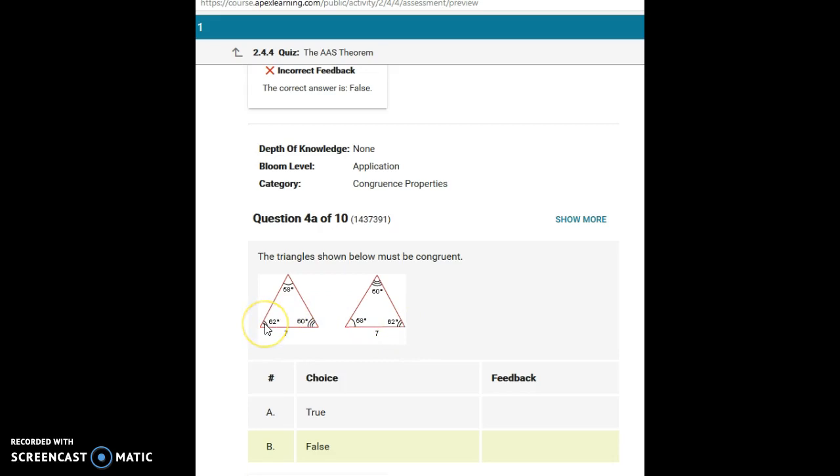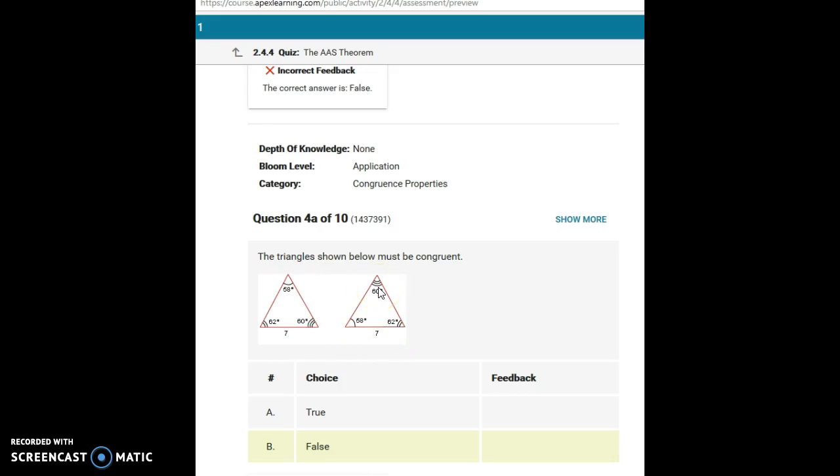Okay, if this was 62, this would have to be 62. 58, this would have to be 58. They're not. Okay, and we can't flip them because they already gave us a measurement for the side. It's 7 and 7, so they have to stay the way they are. So if the triangles stay the way they are, then these numbers don't match up. 62 doesn't match up with 50, 60 doesn't match with 62, 58 doesn't match with 60. So no, they are not congruent.